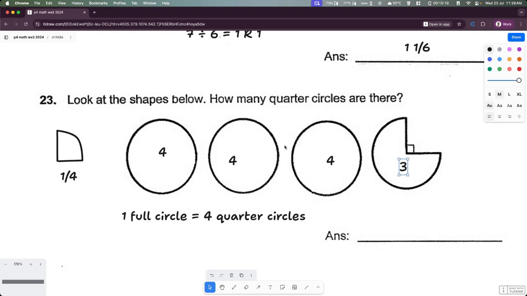So how many quarter circles are there? We have 4 plus 4 plus 4. We have 3 because we have an empty quarter circle over here. Why we know it's an empty quarter circle is because we have this, right?